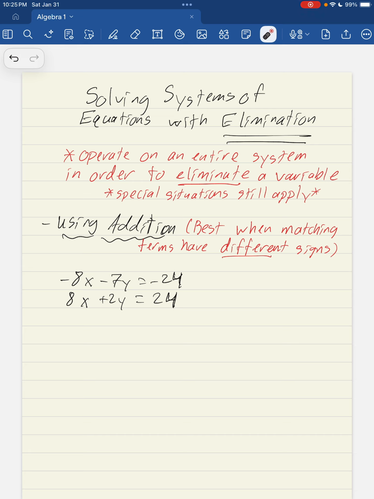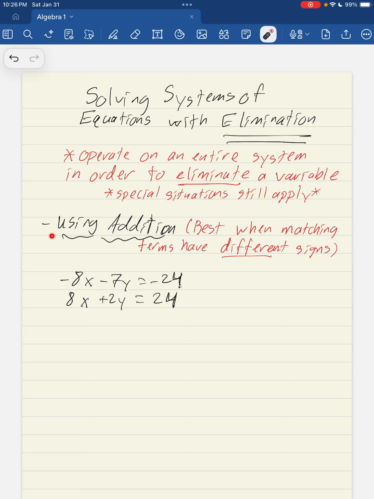Anyway, what we're going to do with elimination is operate on an entire system, and the goal is to eliminate a variable. That's why it's called the elimination method. We also have special situations that we still could see. You could see your variables cancel, and you have a true statement like 5 equals 5 or 0 equals 0, which would be infinite solutions. Or the variables cancel, and you get a false statement like 0 equals 11. That'd be false, and no solution would be that answer.